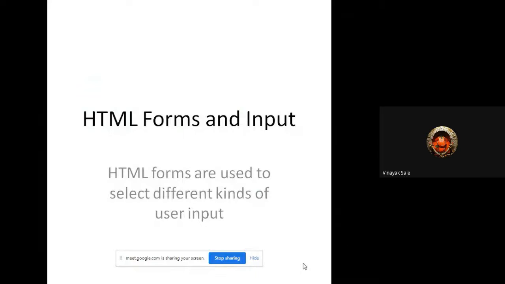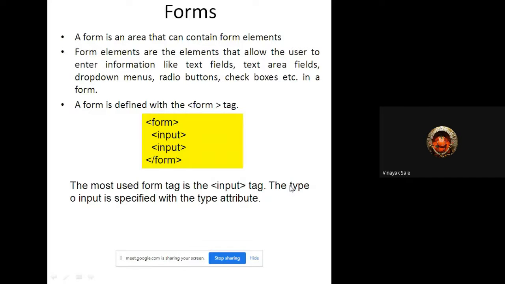Today we will move towards the next concept, HTML forms and input. HTML forms are used to select different types of user input. We'll see them one by one. First, see what a form is. A form is an area that can contain form elements.